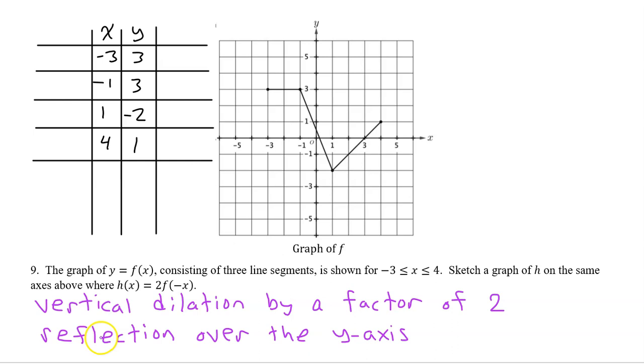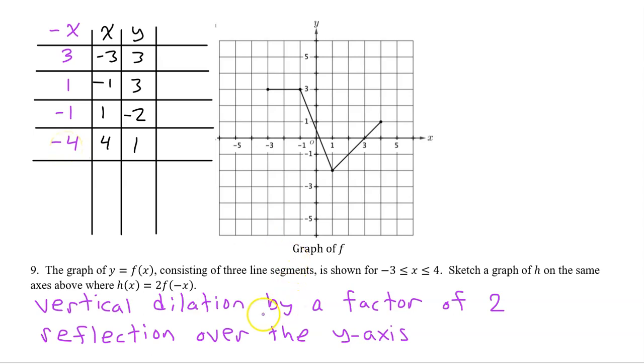Then I ask myself what transformations will affect the x values. In this case, the reflection over the y-axis, this negative sign in front of the x. So I can get new x values by simply doing the opposite of my original x values. That will be 3, 1, negative 1, and negative 4.